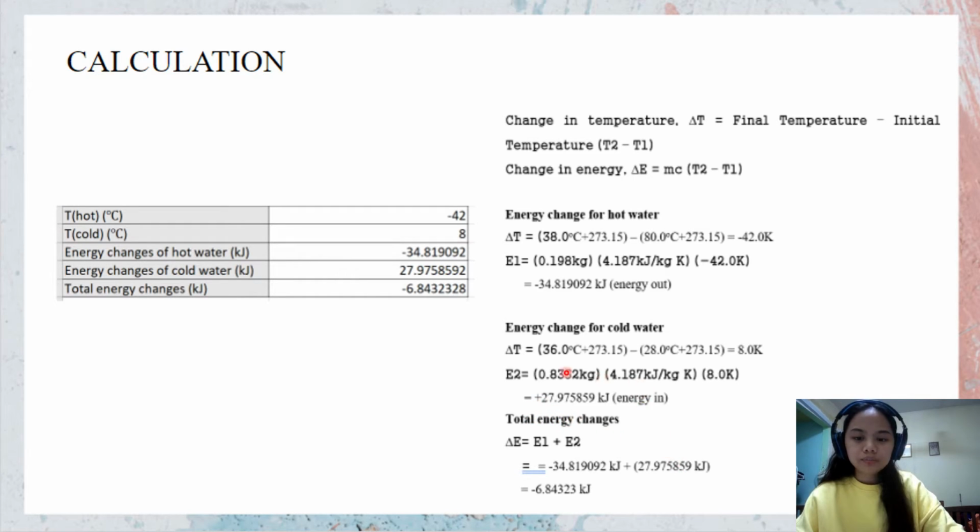27.9758 kilojoule. So for the total energy change, we just need to accumulate both of the energy changes for hot and cold water. So the energy change for hot water plus the energy change for cold water, and we get negative 6.84323 kilojoule. That's all for my part. I will pass on to the next person to present.